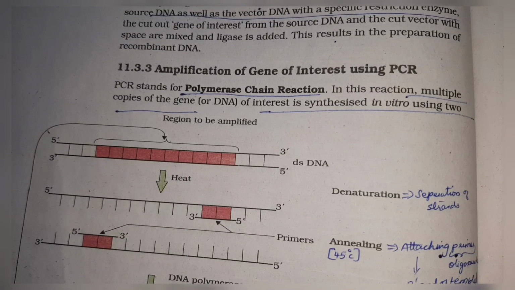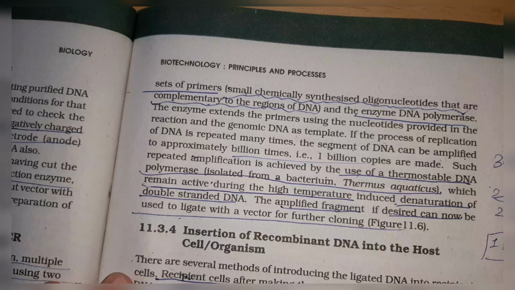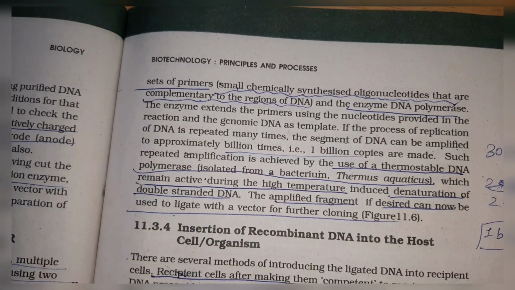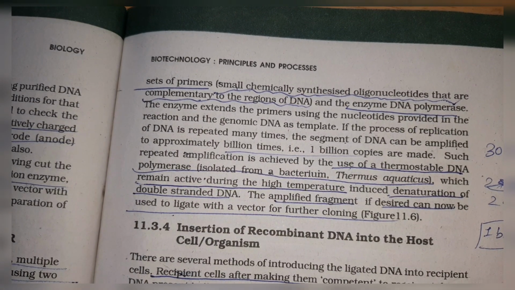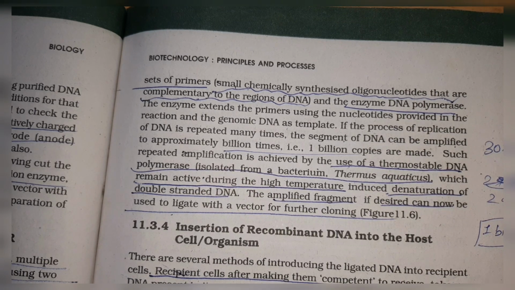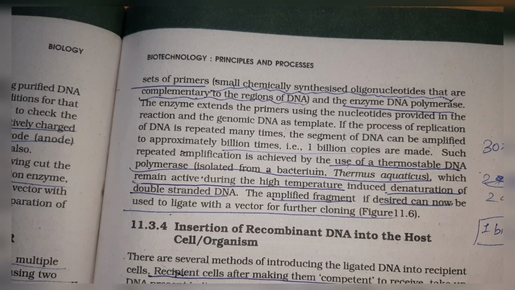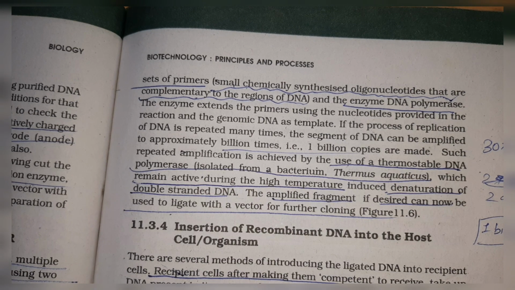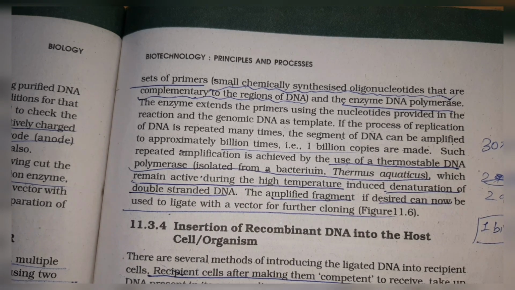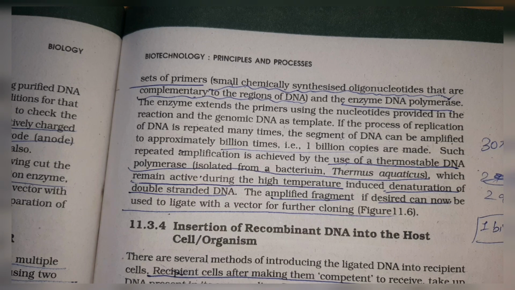Now, amplification of the gene of interest using PCR. PCR stands for polymerase chain reaction. In this reaction, multiple copies of the gene of interest are synthesized in vitro, in the lab or in the test tube, using two sets of primers, small chemically synthesized oligonucleotides that are complementary to the regions of DNA, and the enzyme DNA polymerase. The enzyme extends the primers using the nucleotides provided in the reaction and the genomic DNA as template.